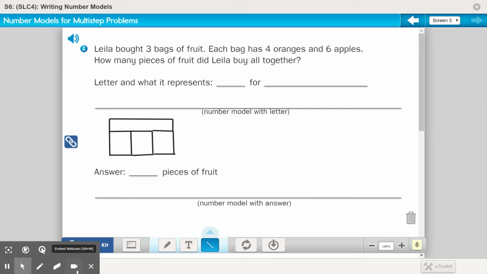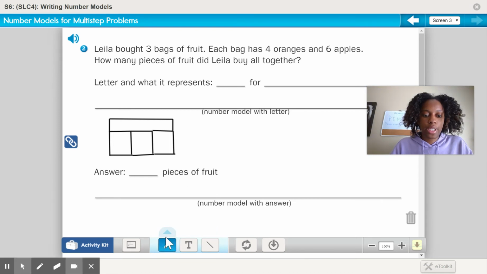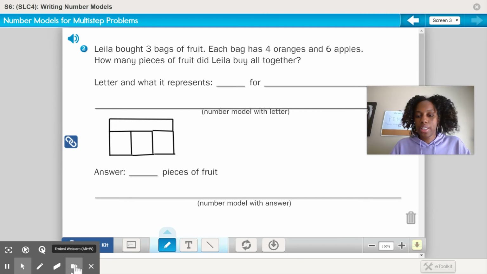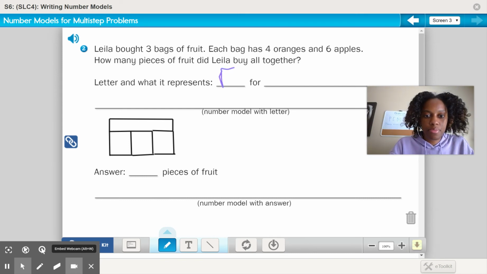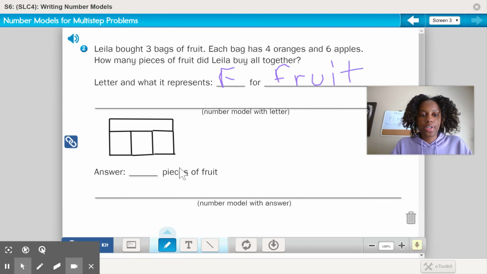So we know that there are 4 oranges and 6 apples. So what we need to do is find out how many she bought all together. So in order for us to do that, we need to first come up with our letter and representation. So what letter could we come up with? Let's use F for fruit. Okay, now we need to do our number model with the letter. So let's think for a moment.